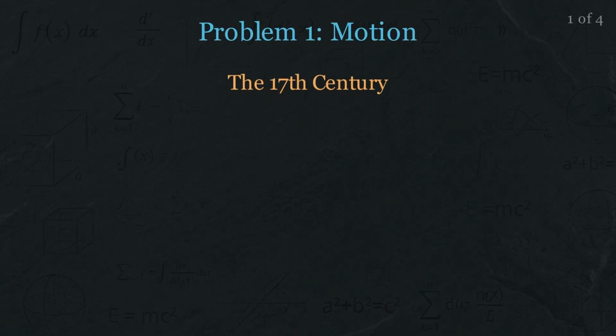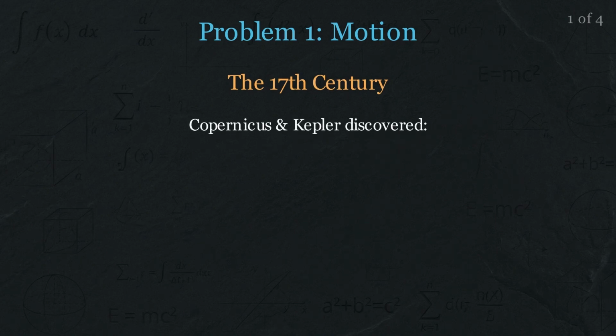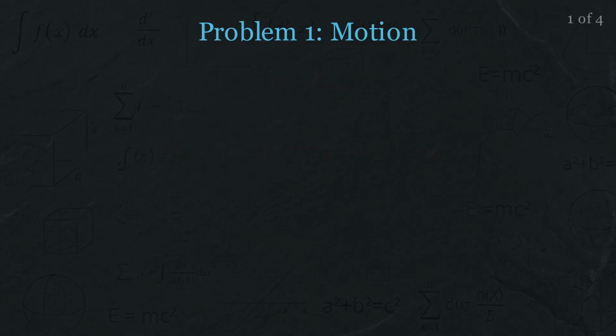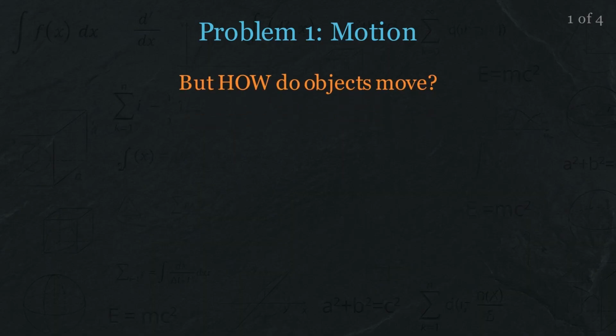The 17th century. Modern science is being born. Copernicus and Kepler have just discovered something revolutionary. The Earth moves around the sun. But this discovery raised a profound question. How do objects move? Watch this ball fall.